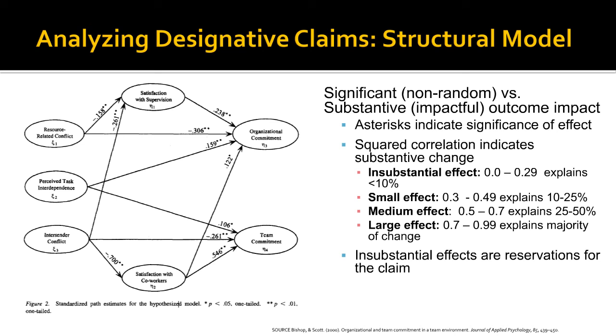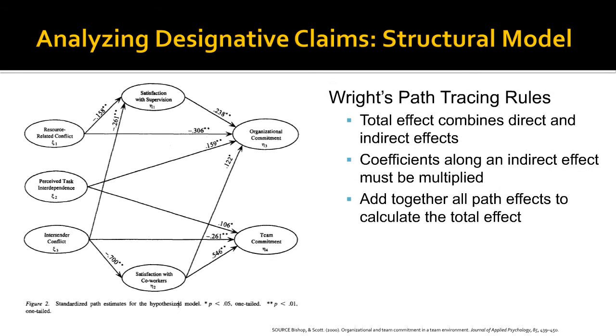Consequently, we call these reservations. The small size of these effects should cause us to reserve judgment on including an insubstantial causal factor in our plans to influence the outcome. As mentioned previously, this model includes both direct and indirect effect paths. Whenever a causal factor has direct and indirect paths, we need to combine their effects to calculate the total effect of a causal factor on an outcome.